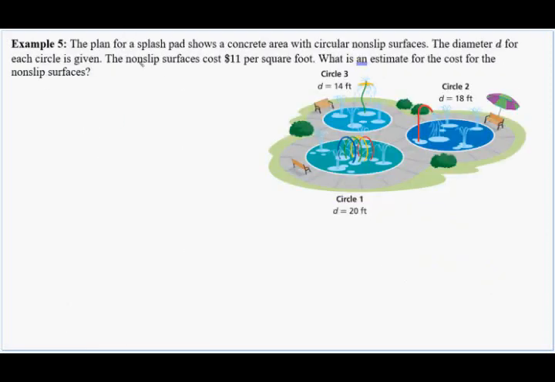Example 5, we're building a splash pad as concrete areas with circular non-slip surfaces. The diameter D for each circle is given. The non-slip surface costs $11 per square foot. What is an estimate for the cost of the non-slip surface? So I'm going to color code this. Here is circle number 1. Circle number 1 is right here.